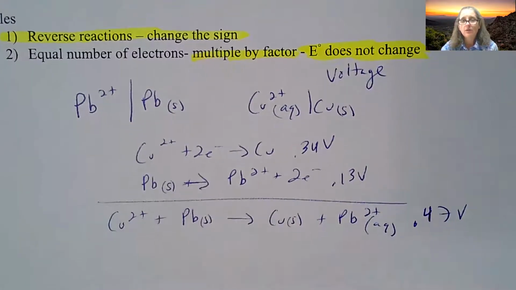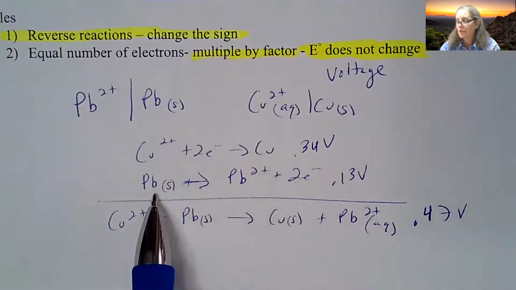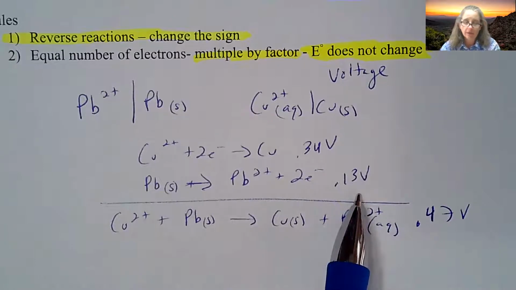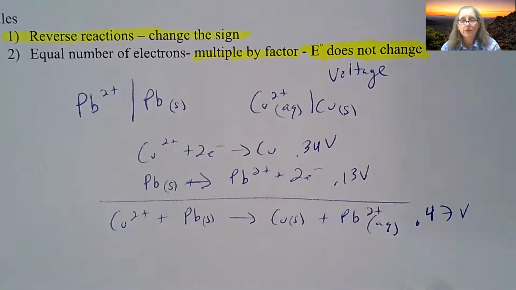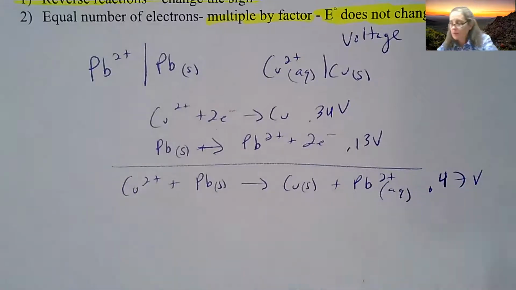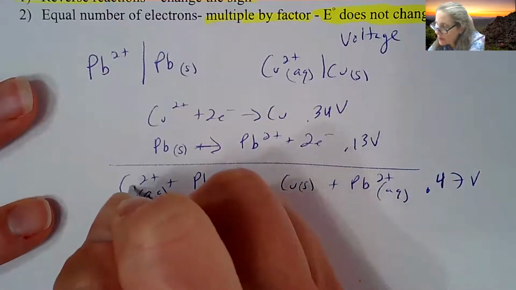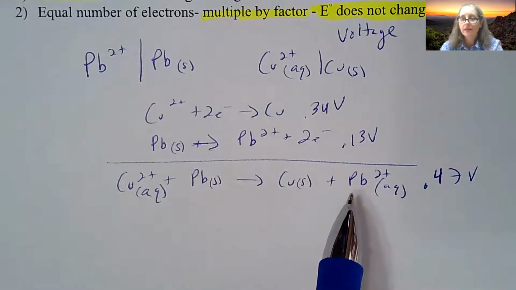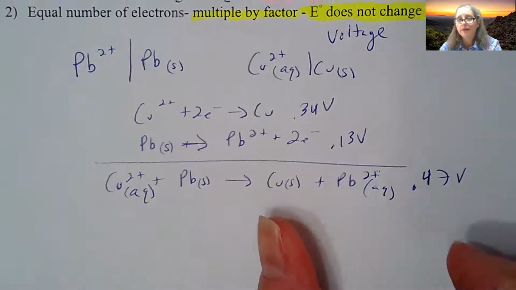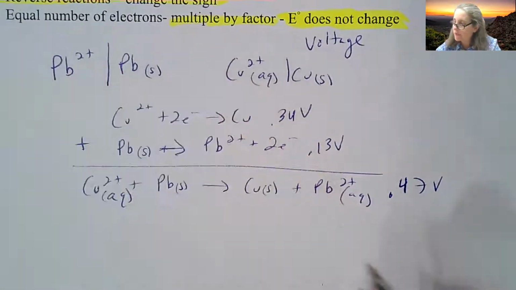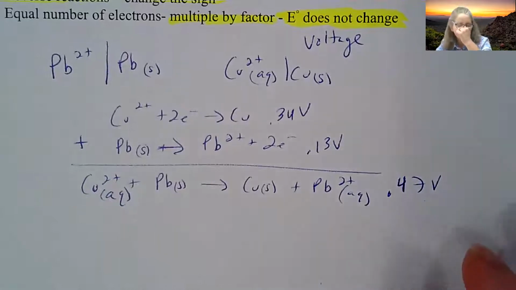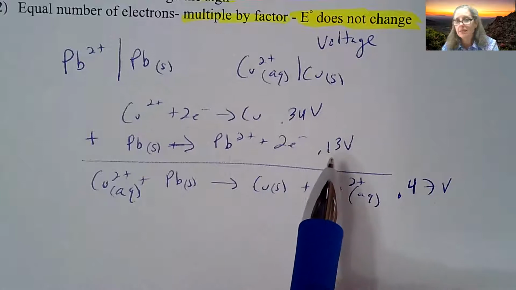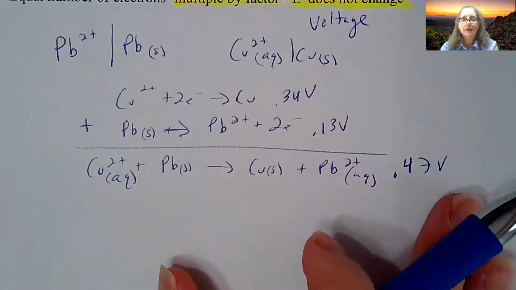So lead, you're essentially going to flip it or make it an oxidation. So lead's going to become lead 2+ ion, and you're going to change the sign of the voltage from negative to 0.13 volts. When I add it all together, I have my copper 2+ ion aqueous plus lead solid goes to copper solid plus lead 2+ aqueous. And again, order does not matter. And then all you do is add up the voltages. They're both positive. Now, again, you can take 0.34 minus the negative 0.13. You get exactly the same answer.